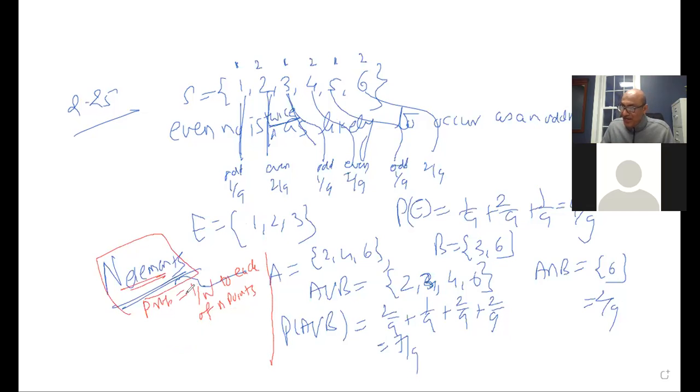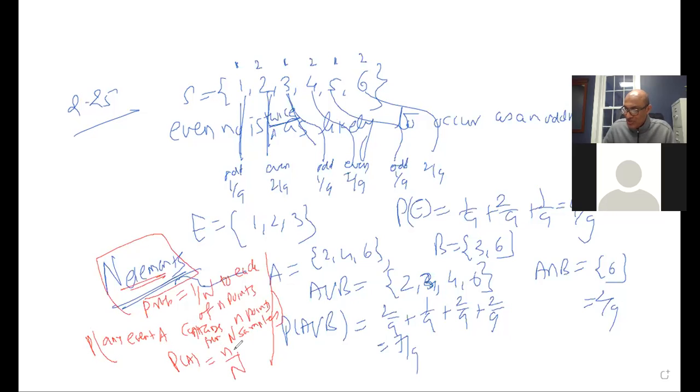The probability of any event A containing n of these N sample points, n points out of N samples, is given by the probability of event A equal to n divided by N. Very simple. n divided by N.